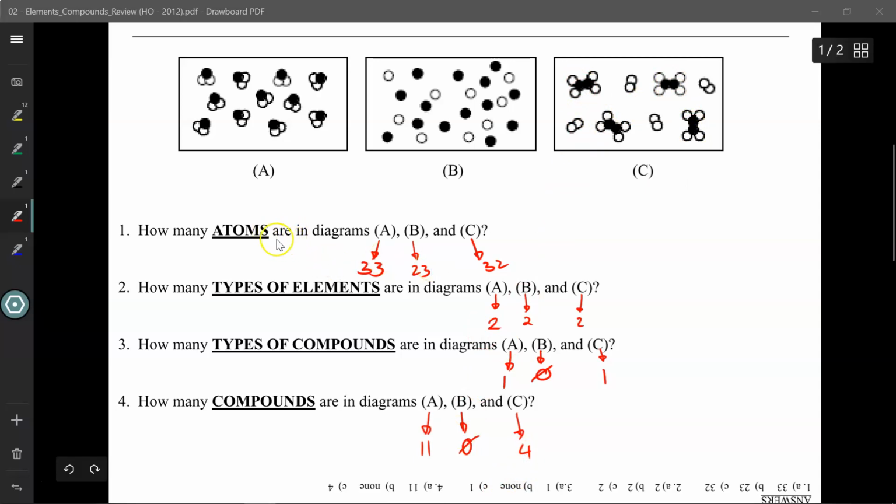Alright, so it's important that you be able to differentiate between the word atoms, elements, and compounds, types of compounds versus number of compounds. So you'll have to read carefully the questions in this unit because they may ask you different things, even though the wordings may appear similar. So in part A, 33 atoms, but only 2 types of atoms, the elements, white and black. There's only 1 type of compound present, but there are 11 of them. So read those questions very, very carefully. Just changing the wording slightly changes the entire meaning of the question.